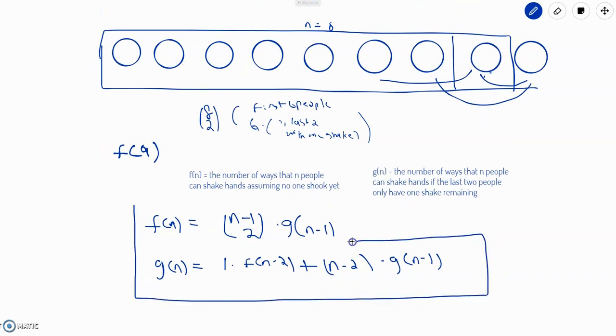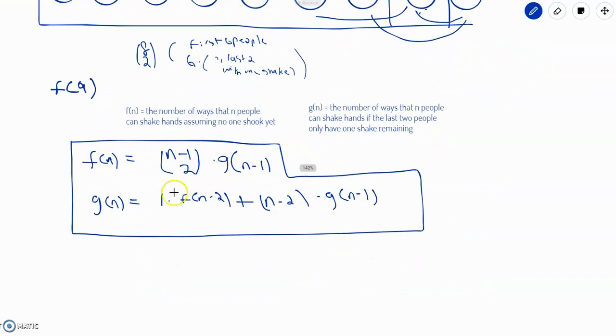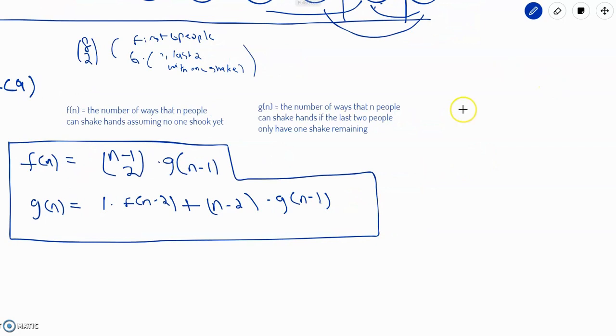So this is just our 2 equations that we need. Now all we have to do is fill them up in a table. And as you can see, these equations are fairly simple, so computing won't take that long. So I'll make a table over here and we can fill it up.